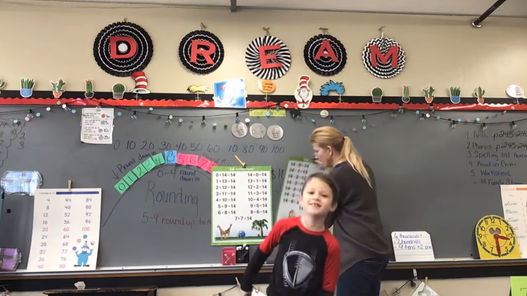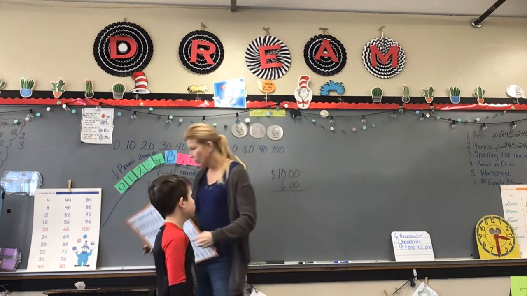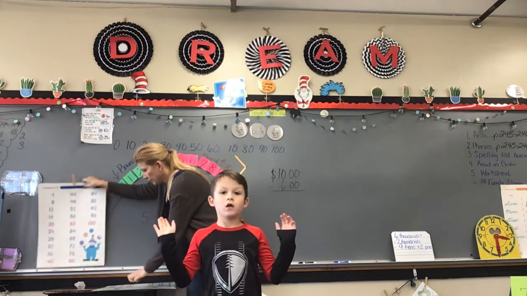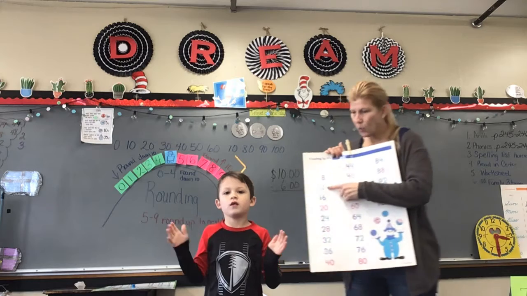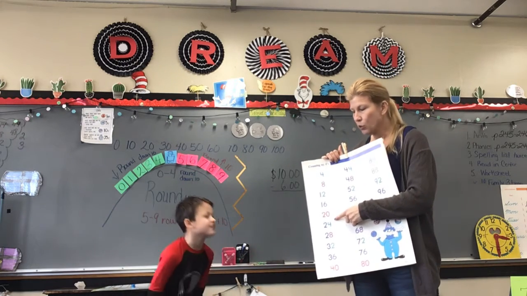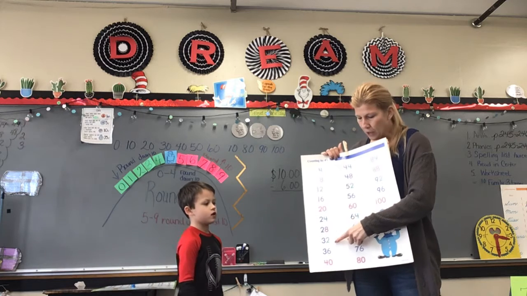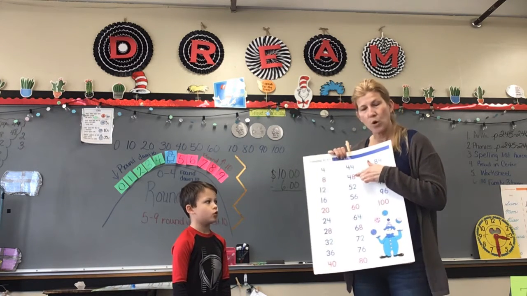So let's go ahead and we'll move this out of the way. Clap out and count by 4s to 48. Ben will go ahead and lead. 4, 8, 12, 16, 20, 24, 28, 32, 36, 40, 44, 48.